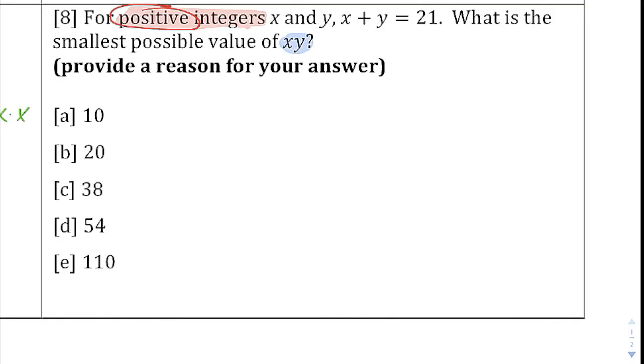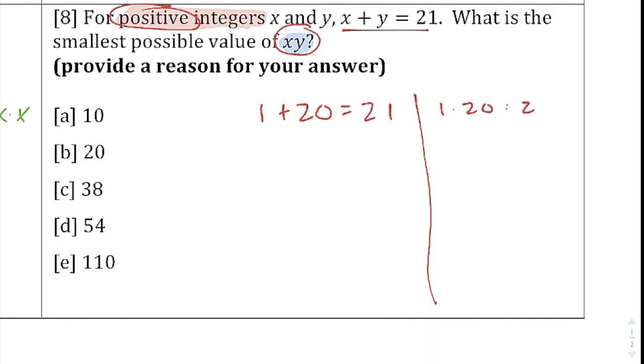And so the tactic we're going to take is actually to just map out what some of the solutions are to x plus y, and then start testing those in multiplication, because that's what we're asked for in our problem. So we can't start with 0, but we can start with 1. So we have 1 plus 20 equals 21. And so we have 1 times 20 equals 20. Now, that doesn't mean that that's the most efficient value or the smallest value. It's just where we're starting. And so we're going to have to do a little bit more inspection here.